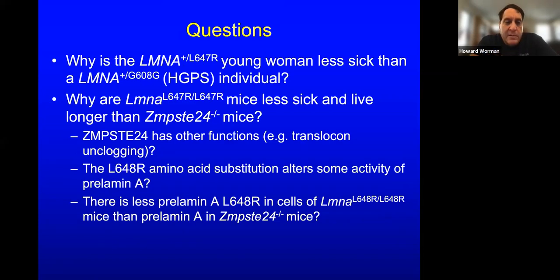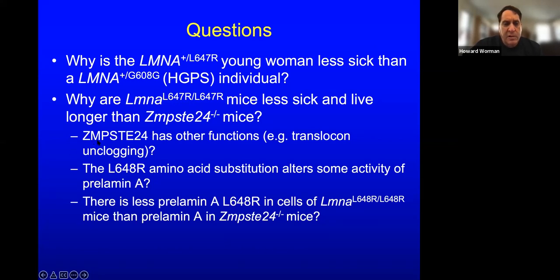So this raises several questions that I think we and others should look at. Why is the patient that we found, a young woman, less sick than a heterozygous patient with HGPS? One's making a truncated variant, one's basically making pre-Lamin A with a single amino acid substitution. Why are these homozygous mice less sick than the ZMPSTE24 minus mice? Again, they're both expressing only pre-Lamin A with no Lamin A, but these have lived much longer and have less severe phenotypes. And I think a couple of possibilities come up.